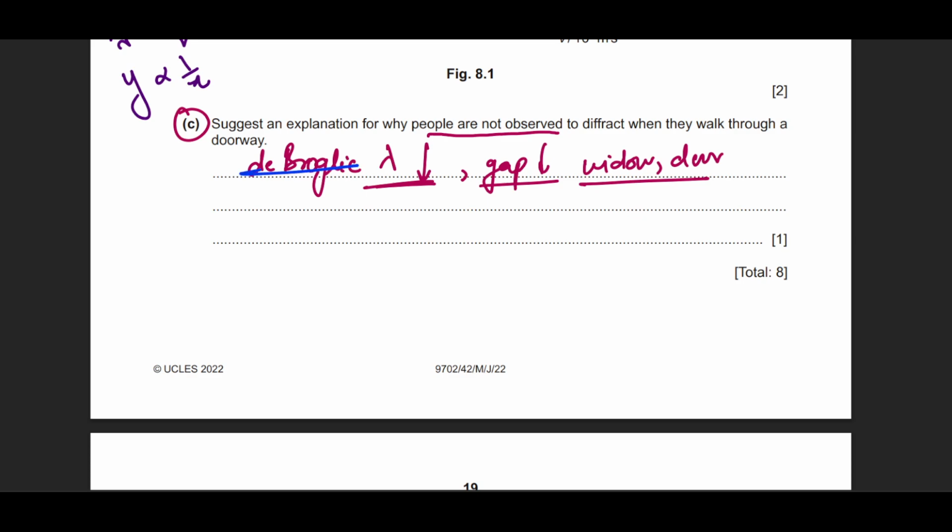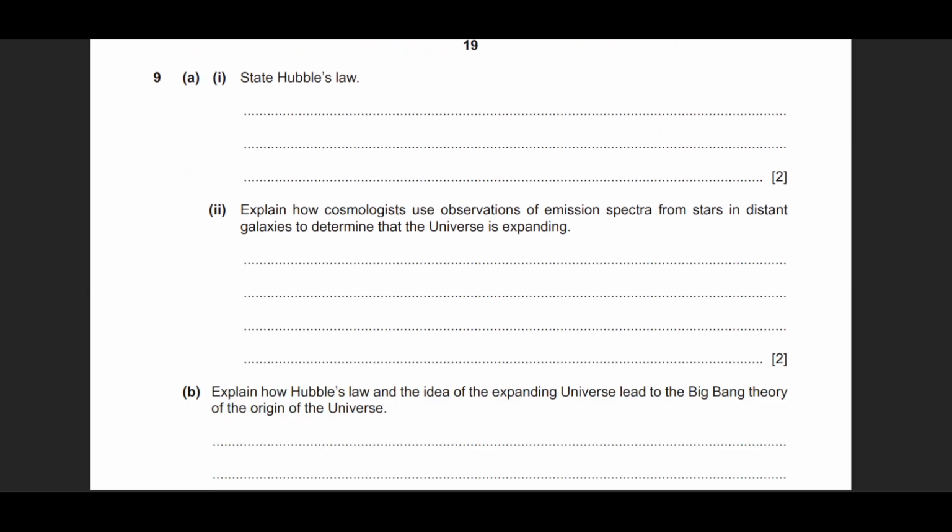So again, de Broglie's equation is very important. It connects wave with particle. Question number 9, Hubble's law. He says state Hubble's law.